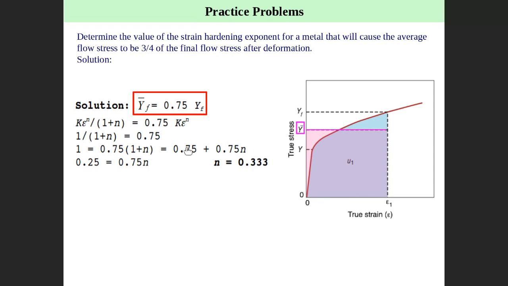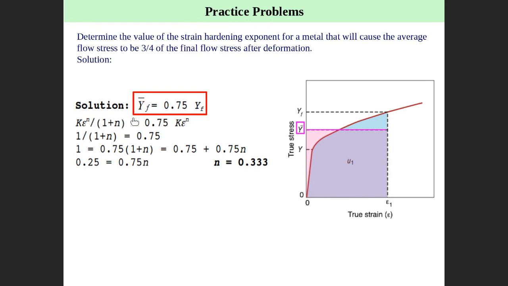This one we actually obtained several times before. This one determines the value of the strain hardening exponent. What is the value of n? Because it is always coming in a problem. What is the value of n if the average flow stress is 75% of the final flow stress? Average flow stress 75%. You put the equation, then you solve.